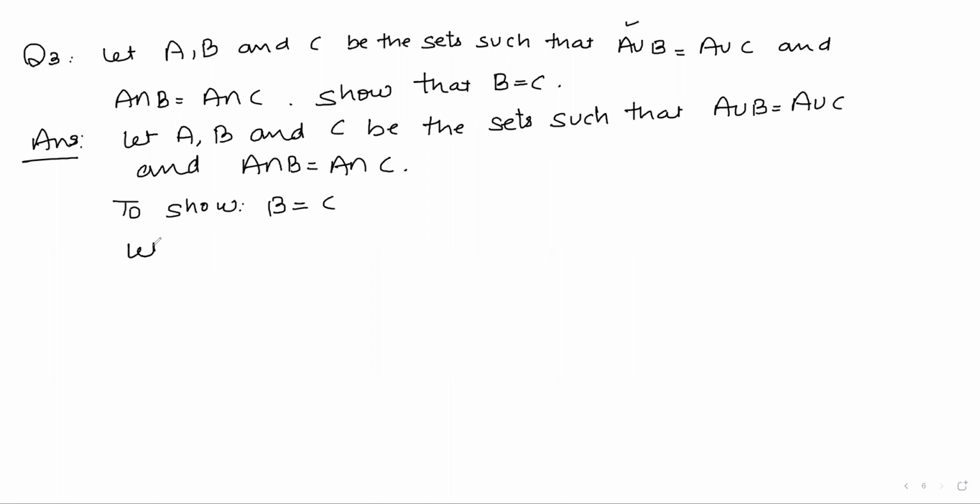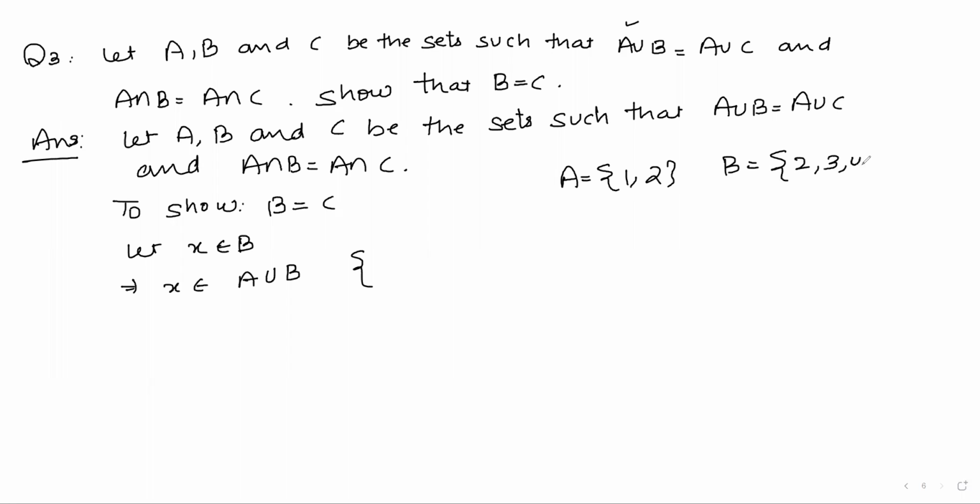We'll start from here. Let X belong to B. So this means X belongs to A union B. Is this true or false? If X belongs to B, then it should belong to A union B or not? For example, if you have the values 1, 2 and you have the values 2, 3, 4, what is A union B? 1, 2, 3, 4.